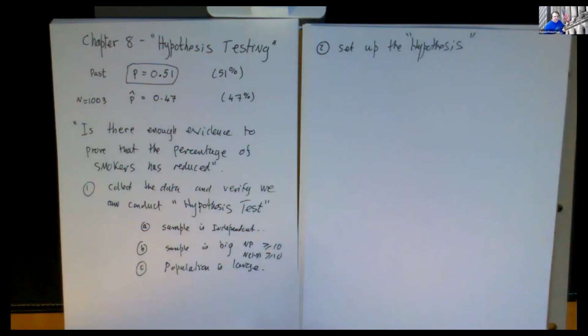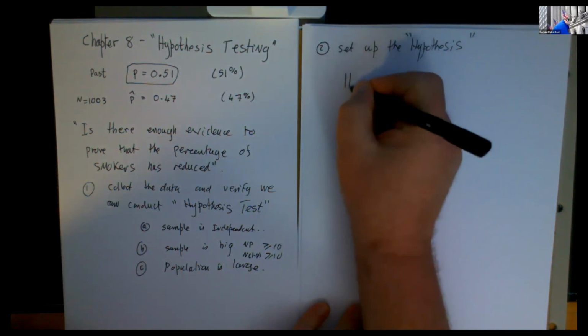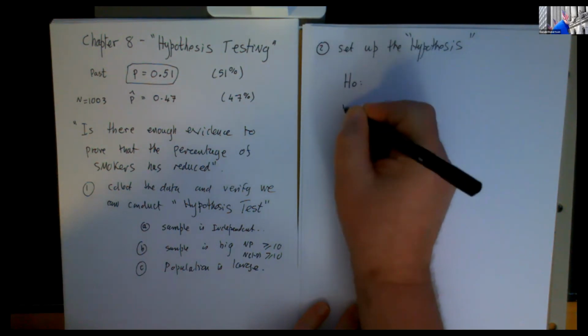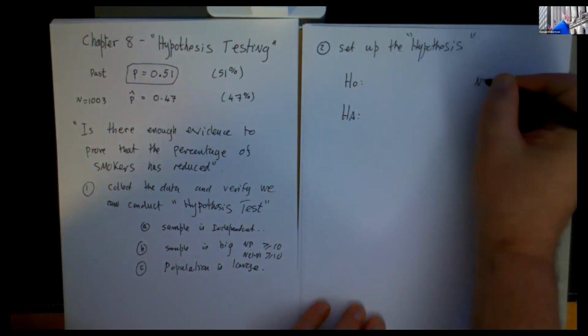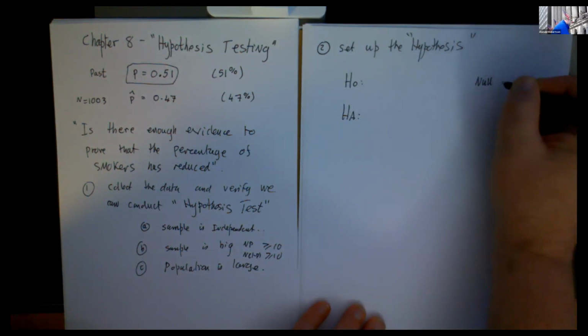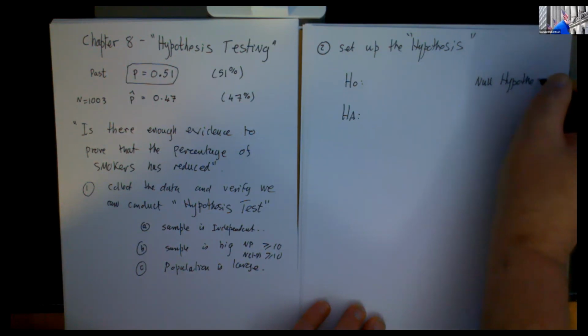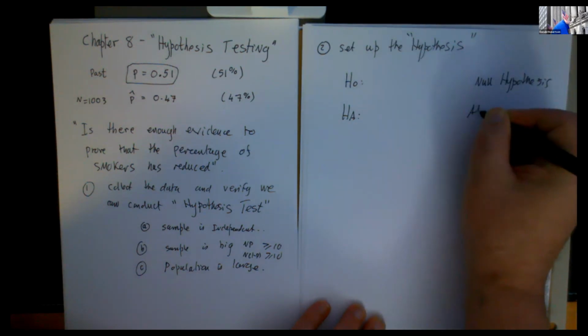So here's the first thing. When you set up a hypothesis, there's a guy called H naught, and a guy called HA. This guy is called in the jargon world the null hypothesis. And this fella here is called the alternate.